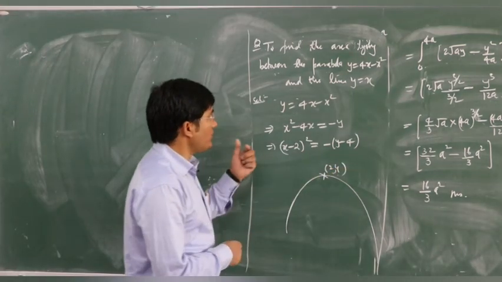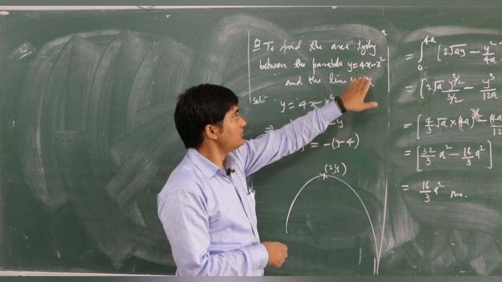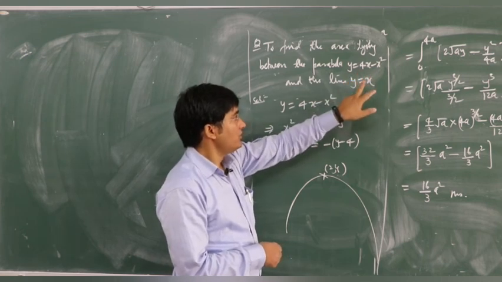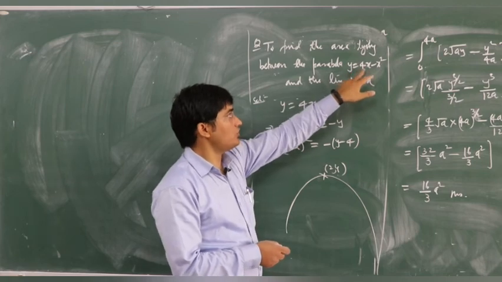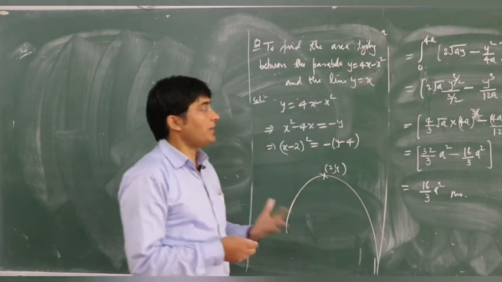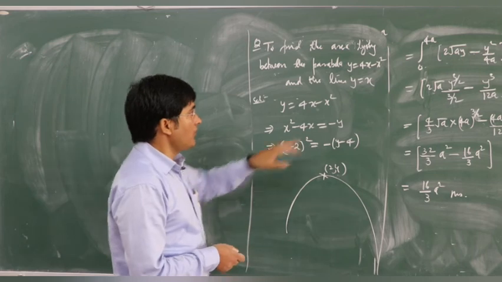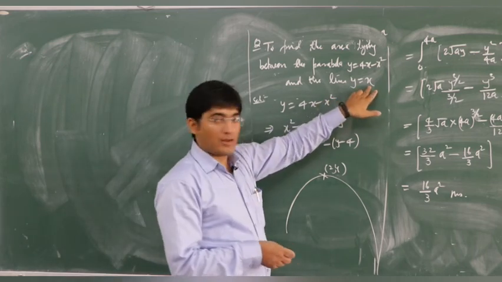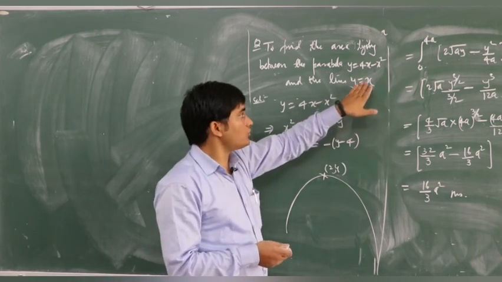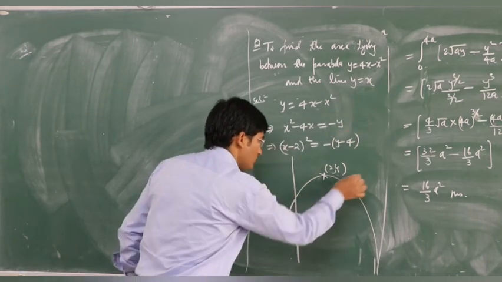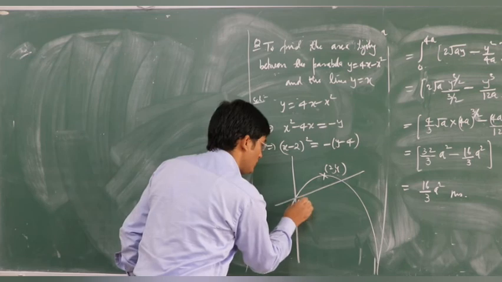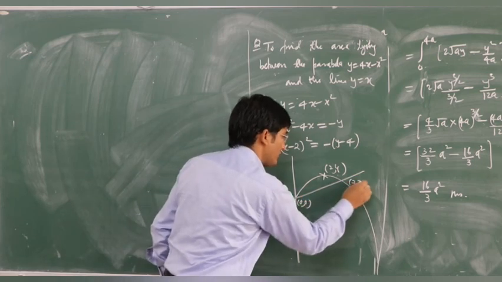Now let us find the intersection of this straight line and this parabola. So if you put y equal to x here, then you can see that x equal to 4x minus x square. So we will have x equal to 0, 3. And if you put x equal to 0, then we will have y equal to 0. And if you put x equal to 3, then we will have y equal to 3. So the intersection points are (0, 0) and (3, 3).